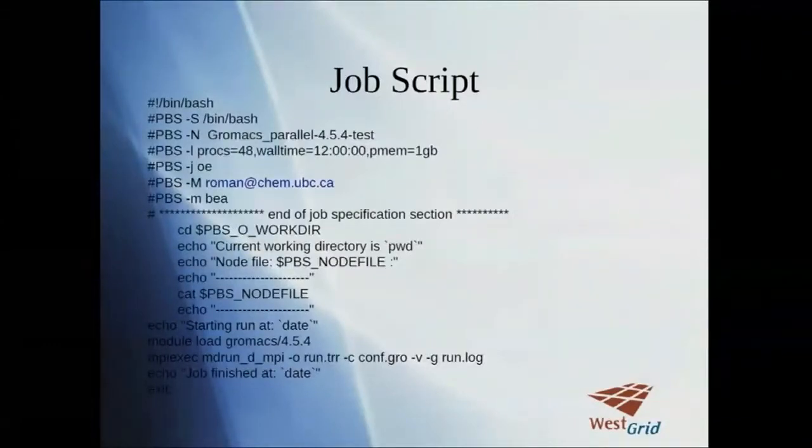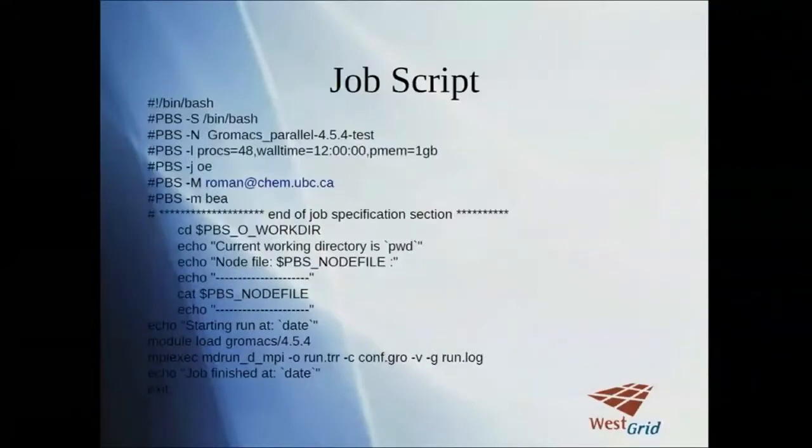So the first line of this is basically that we will be running everything under the bash shell. And then everything which starts with this hash PBS is basically a directive to Torque saying what kind of resources I would like to use. So PBS -N is basically the name of my job. I would like to run, let's say, the Gromacs suite. So I'm calling this job Gromacs parallel test.